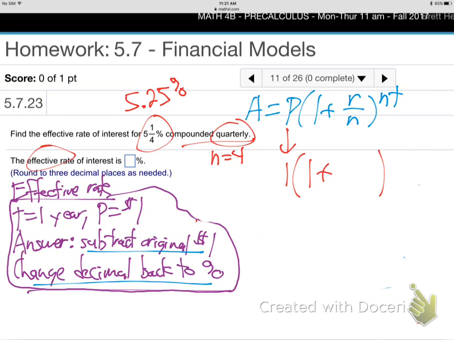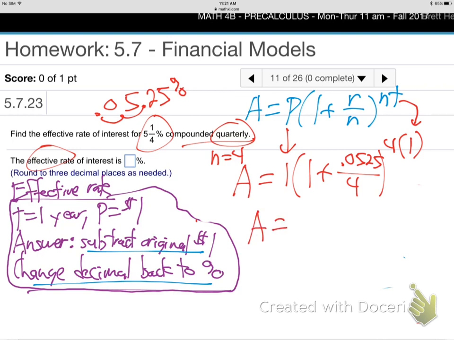So the listed rate, whoops, gotta make that a decimal, huh? 0.05. I almost just wrote 5.25. Got to make it a decimal. Got to move this back 2 places. 0.0525 over n. N is 4, and what's t? 1 year, because we're doing $1 for 1 year, trying to find the effect on $1 after 1 year. So then just hit the buttons on your calculator.